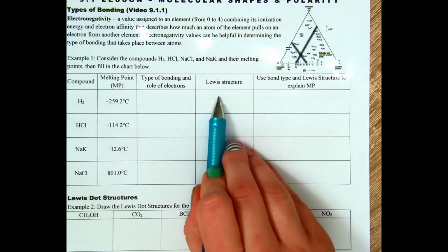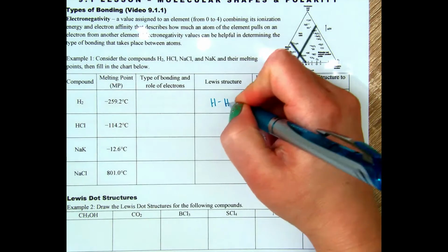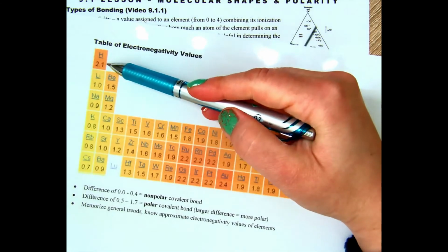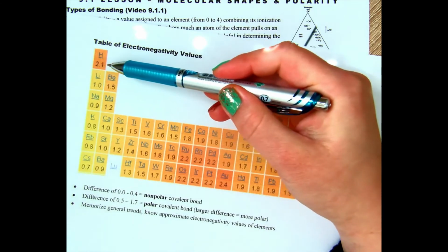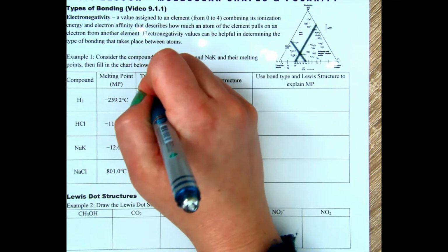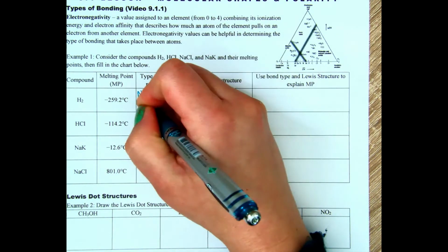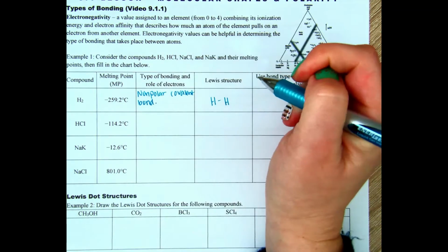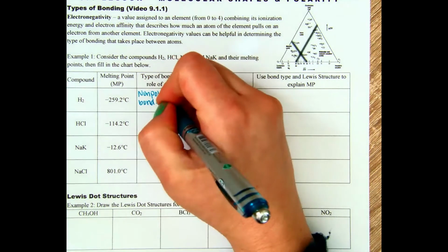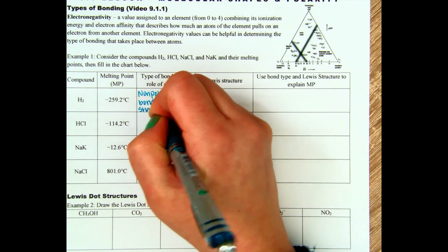And I actually want to go and switch to the Lewis structure first. So H, H, that's our Lewis structure, right? And so if we look at this, hydrogen and hydrogen bond, we're going to have a difference of 0 there, because 2.1 minus 2.1 is 0. So this is going to be a nonpolar covalent bond. And when we have something that's nonpolar, within that bond, we're going to say that those electrons are shared equally.